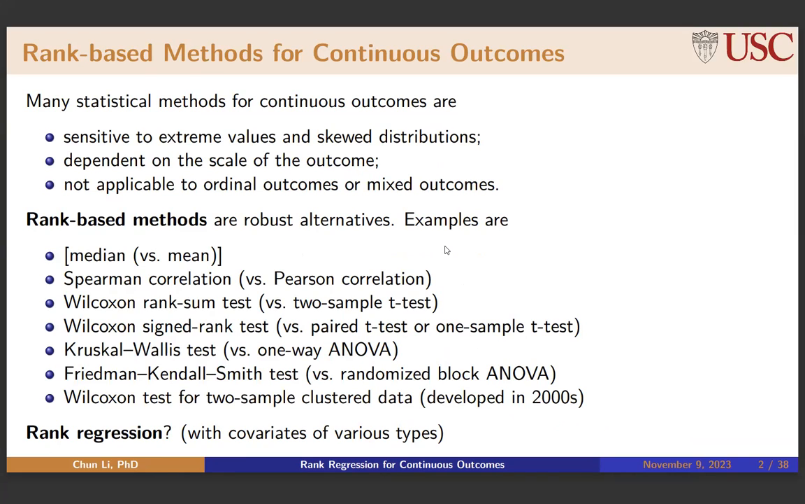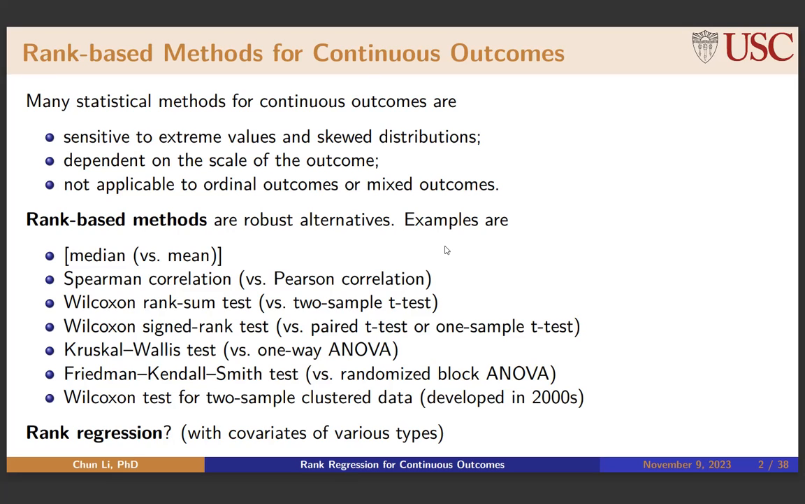Many statistical methods are sensitive to outliers, to distributions, and they depend on the scale of the outcome. These are three common reasons for people to develop alternative methods like rank-based methods, because many methods are sensitive to extreme values and depend on the scale of the outcome.